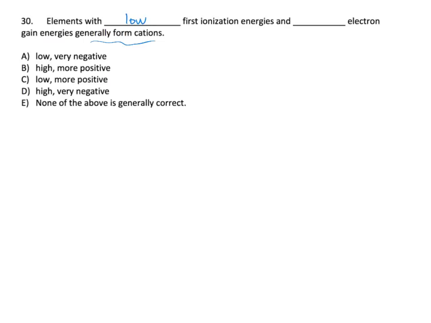The second one is blank electron gain energies, and this one should be more positive, which I think corresponds to answer C here. More positive, of course, means more endothermic, or less favorable, right? We want things that lose electrons, not things that gain electrons.